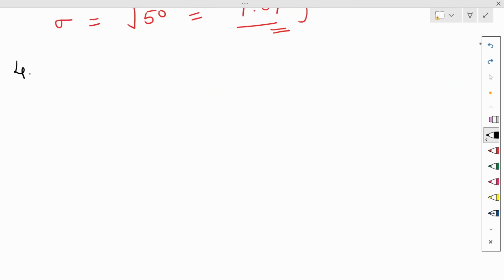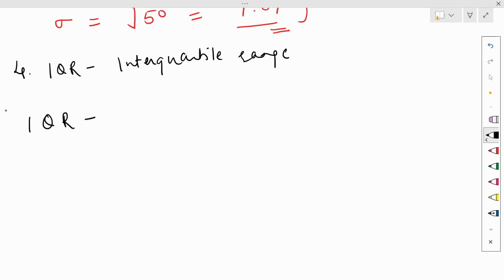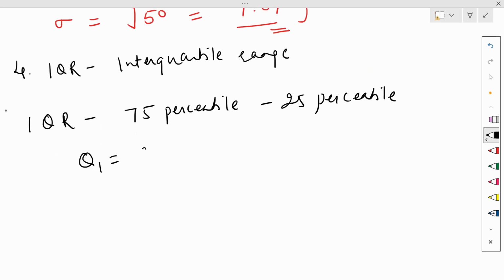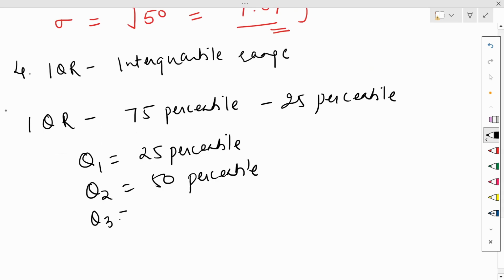The other measure of dispersion is IQR, which is interquartile range. IQR is the difference between the 75th percentile and the 25th percentile of data. If the data is divided into 4 parts, then Q1 is the 25th percentile, Q2 is the 50th percentile, and Q3 is the 75th percentile.